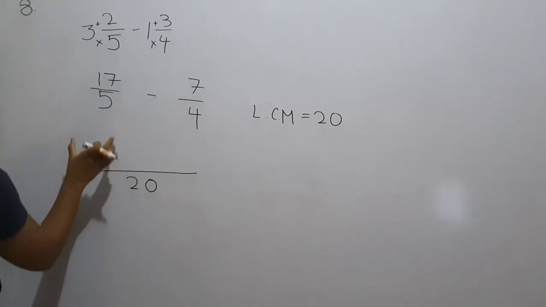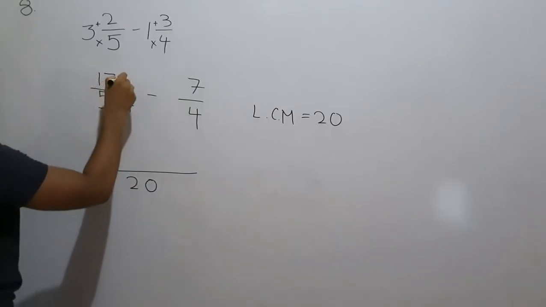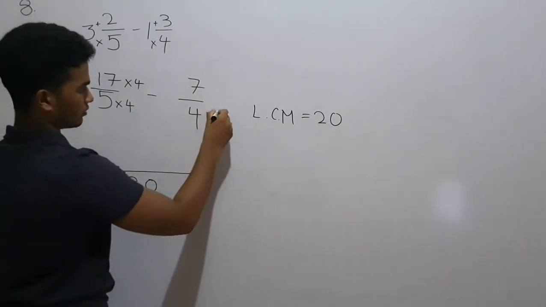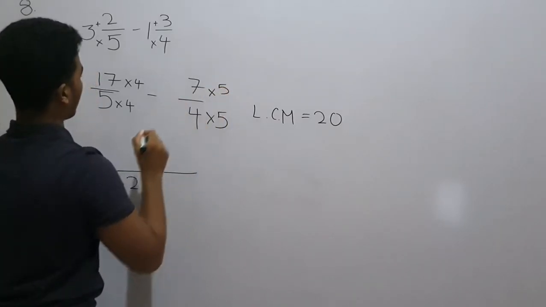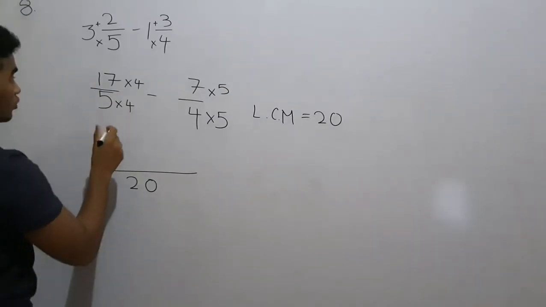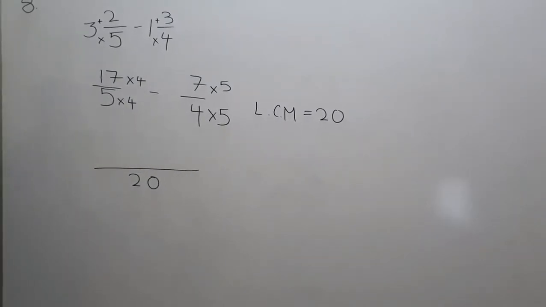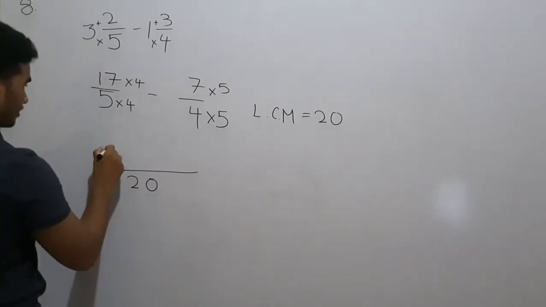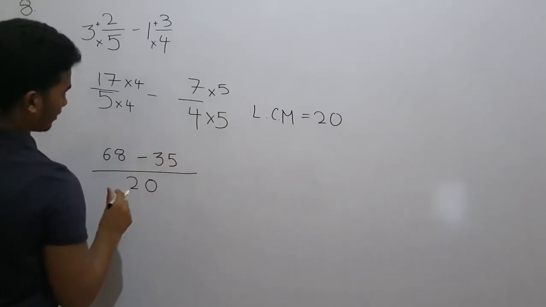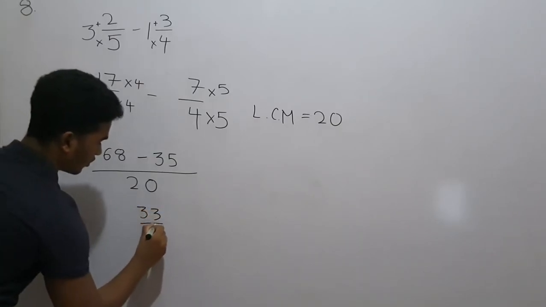To make 5 into 20, you should multiply it by 4. Since the denominator is multiplied, the numerator as well should be multiplied. Similarly here, it should be multiplied by 5 to make it 20. So 17 into 4 is 68. 17 into 4 minus 7 into 5, which is 35. So you are getting the final answer as 33 over 20.